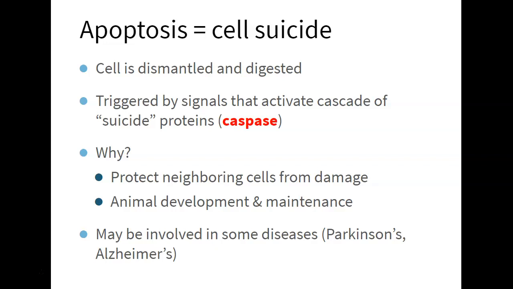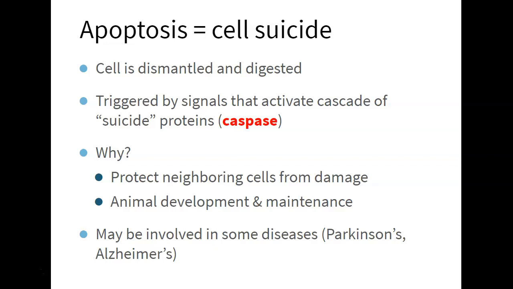Why would a cell do this? Well, to protect neighboring cells. A cell can monitor itself, and when it realizes that it's hurt or damaged or broken in some way, it will get rid of its own self before it damages the cells around it.